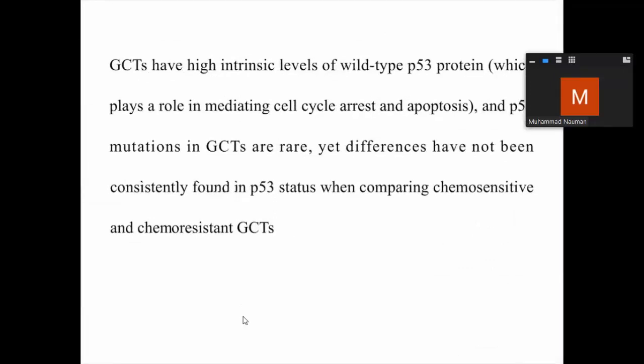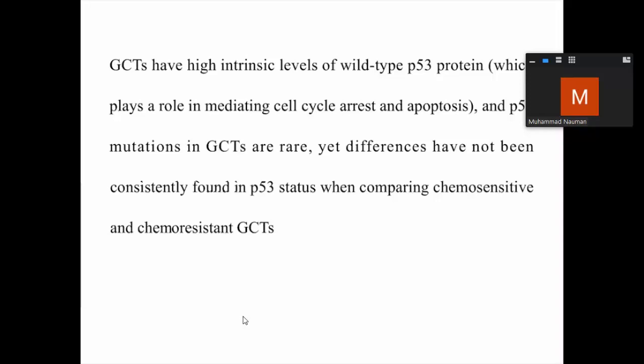Germ cell tumors have a high intrinsic level of wild type p53 protein, which plays a role in mediating cell cycle arrest and apoptosis. And p53 mutations in germ cell tumors are rare, yet differences have not been consistently found in p53 status when comparing chemo-sensitive and chemo-resistant tumors. Now, the p53 protein is very highly studied inside the human genome, because it has found its role in numerous processes and numerous carcinomatous processes. Germ cell tumors have a high level of wild type p53.